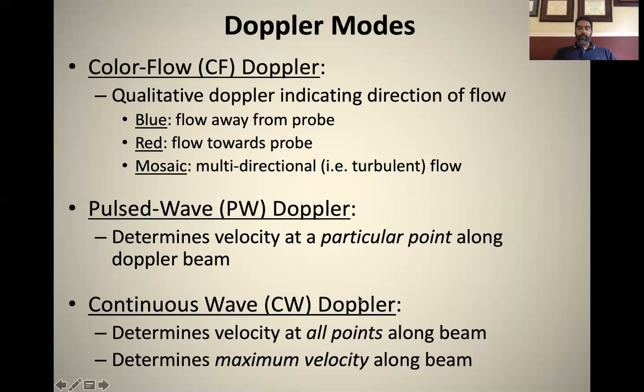If your goal is to measure the maximum velocity along an entire track, then you use continuous wave Doppler. So if your question is what's the peak velocity from ventricle to atrium when we're looking at tricuspid regurg jets, then you use continuous wave Doppler. And the way I remember it, pulsed wave and particular point both have a P in it, and continuous and maximum do not. Okay, so pulsed wave, particular point.